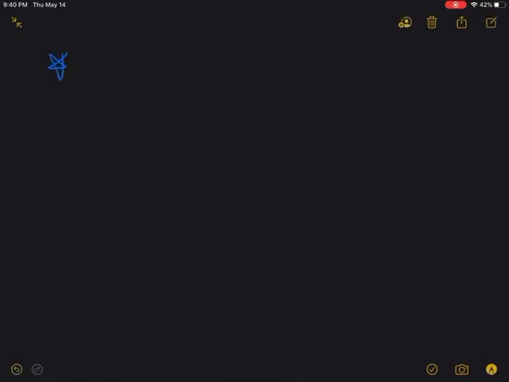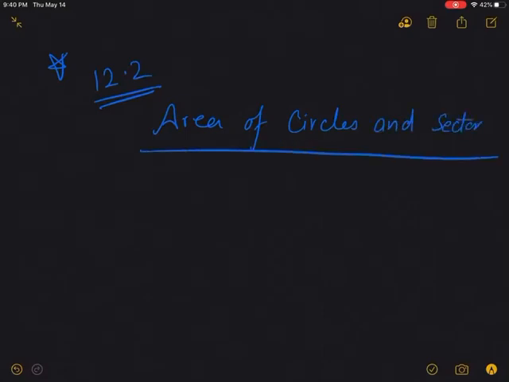Hello everyone, so today we are moving on to our next section, which is 12-2, and this section is about area of circles and sectors. I'll show you everything in a minute. Alright, so let's start off with the area of circles, which is pretty easy.